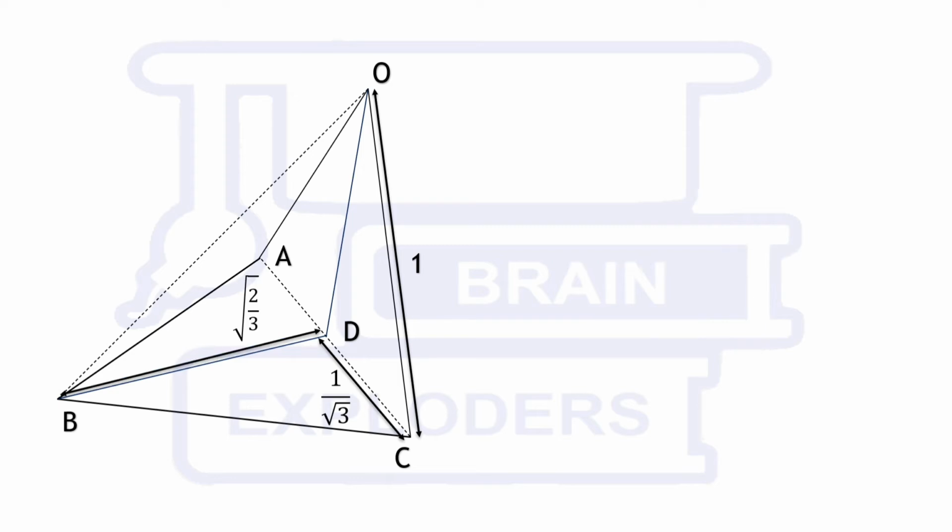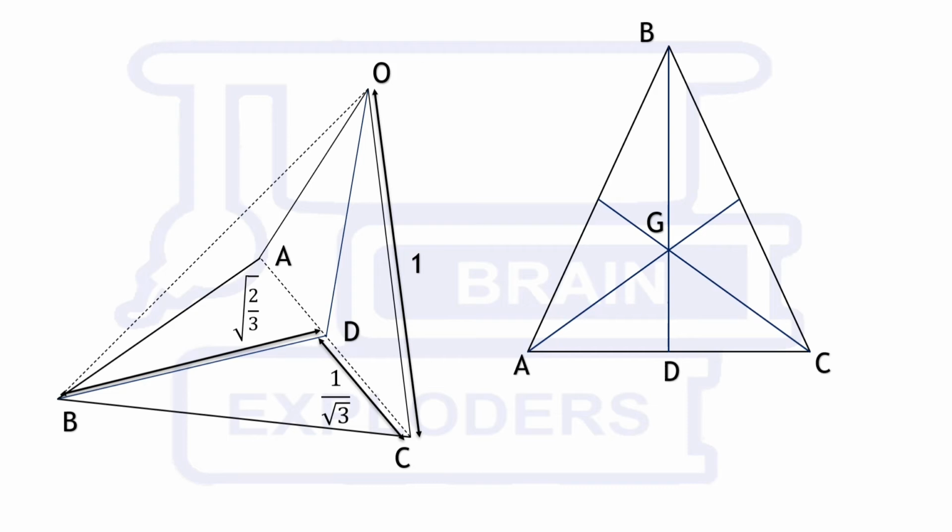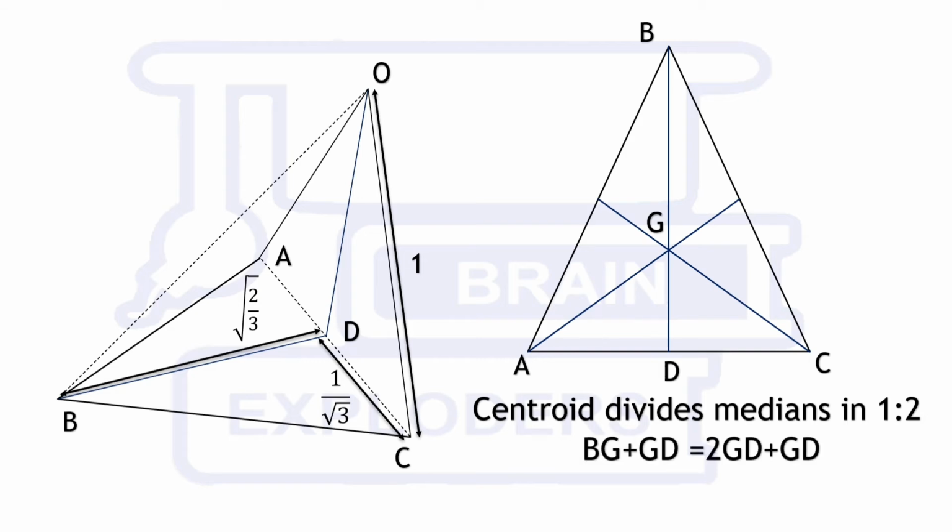Now we will calculate the distance of centroid of triangle ABC from the side AC. We know that centroid divides medians in 1:2, hence BG is 2 times of GD. Therefore BG plus GD can also be written as 2GD plus GD. Therefore BD is equal to 3 times of GD and hence GD is equal to BD by 3. Therefore we get GD is equal to root 2 over 3 root 3.